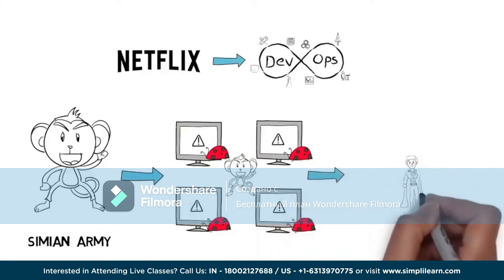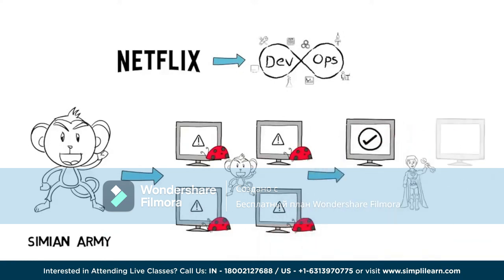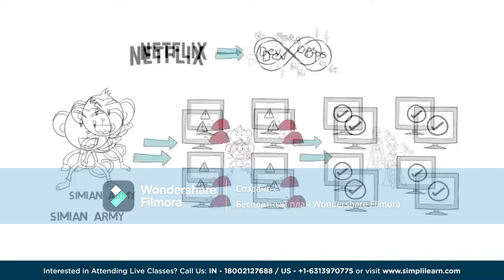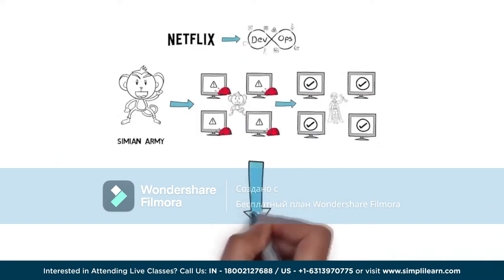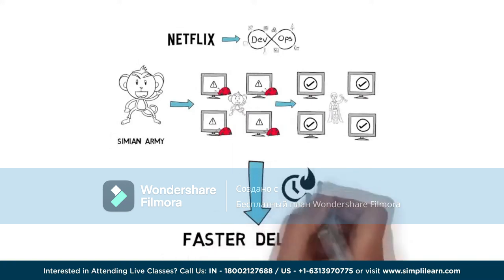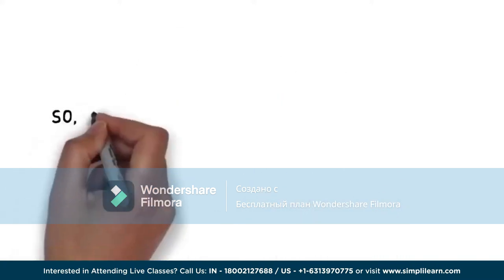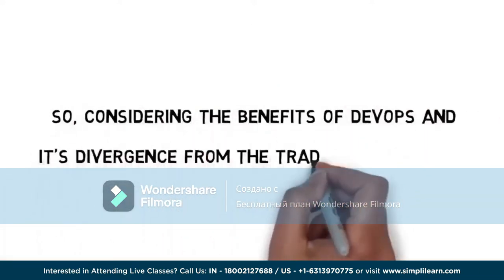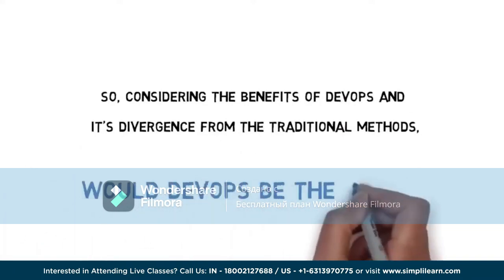The team would troubleshoot these failures, and this gave them enough experience to deal with any degree of collapse. With everything being automated and happening simultaneously, organizations can now deliver at a much faster pace. So, considering the benefits of DevOps and its divergence from the traditional methods, would DevOps be the future?